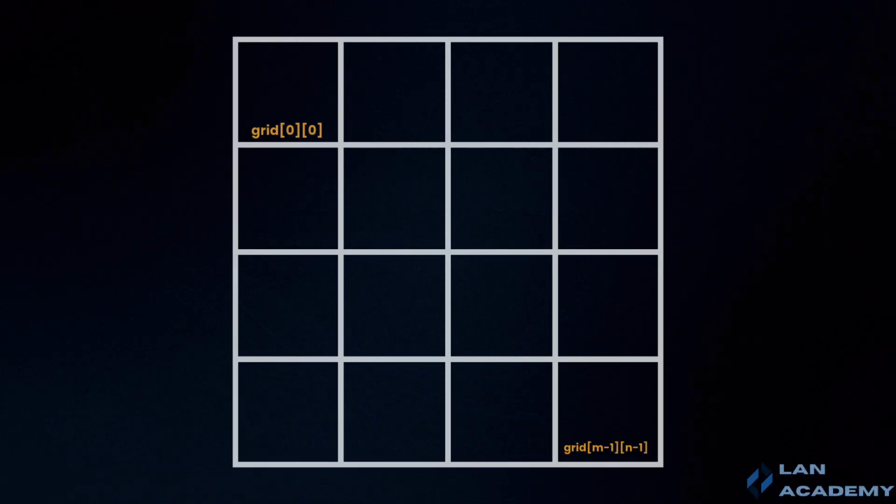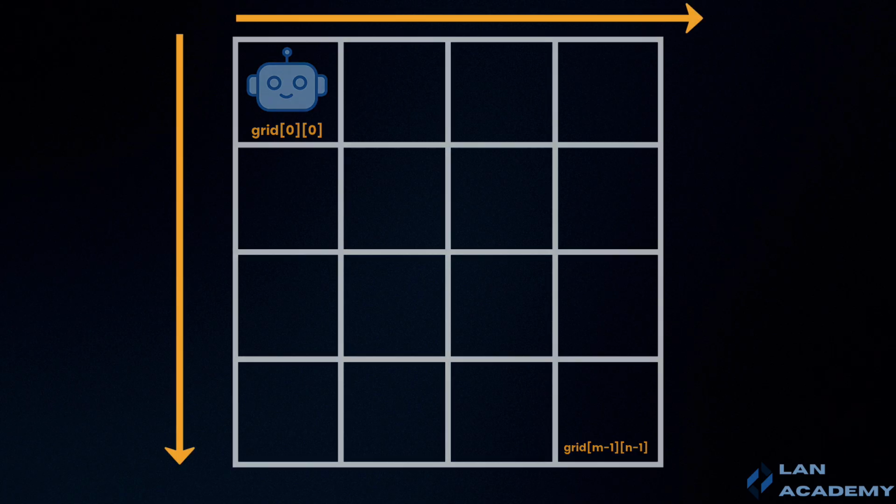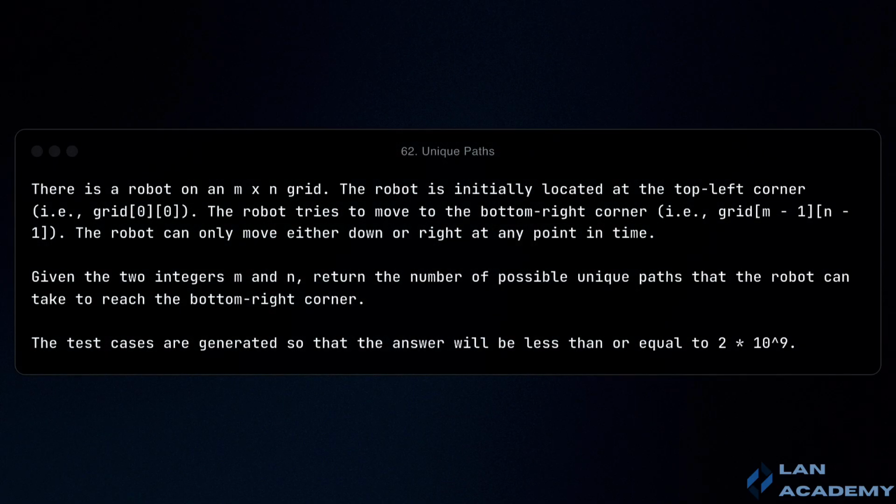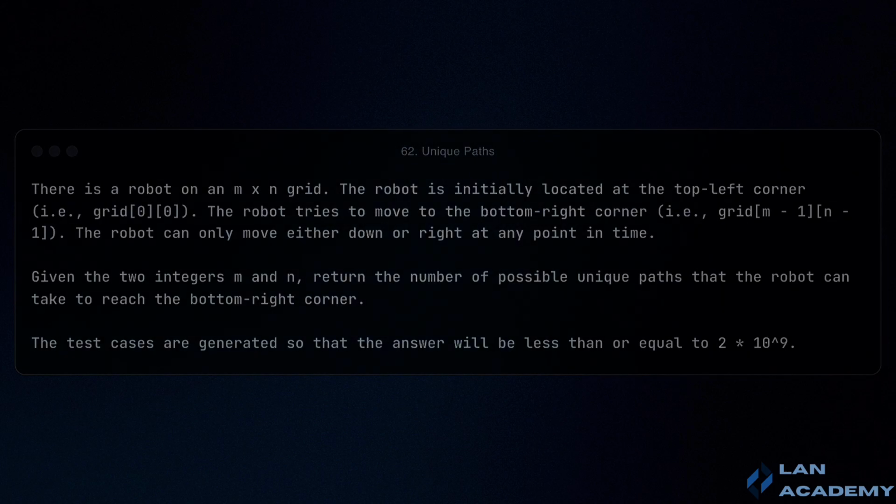In a given m times n grid, there is a robot located in the top left corner at grid of 0, 0 that aims to move to the bottom right corner at grid m-1, n-1. The robot is allowed to move only down or to the right. Knowing the dimensions of the grid, m and n, the task is to calculate the number of unique paths the robot can take to reach the bottom right corner from the top left corner.